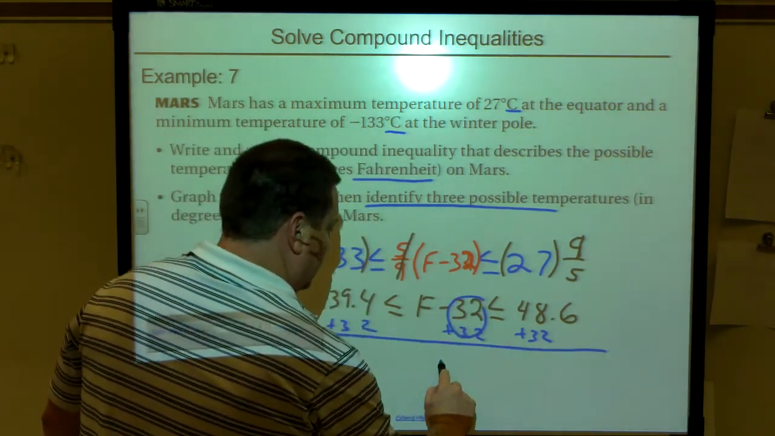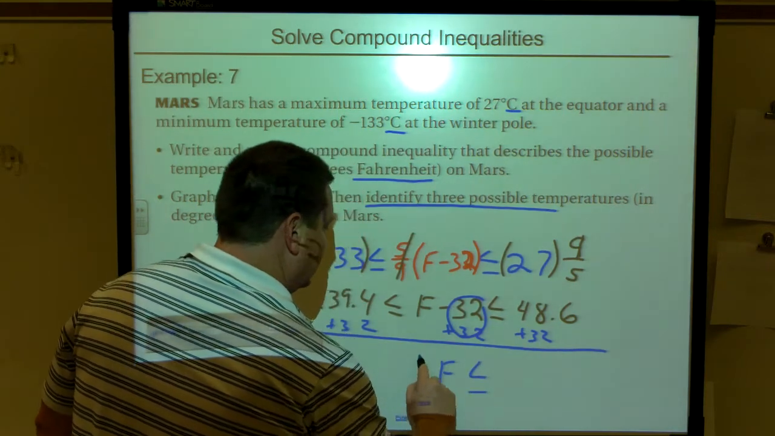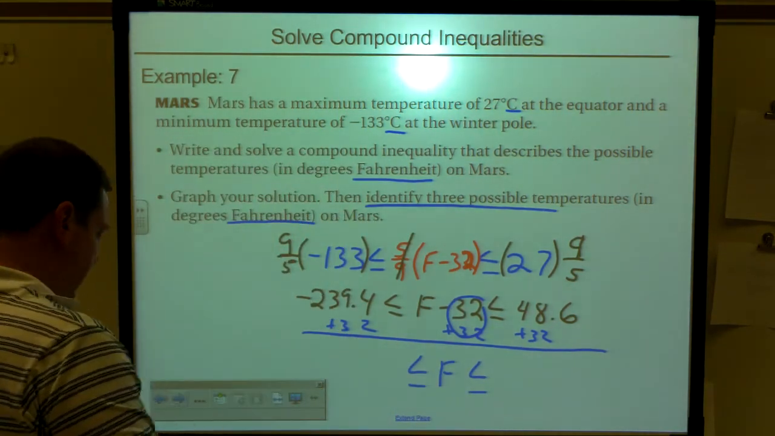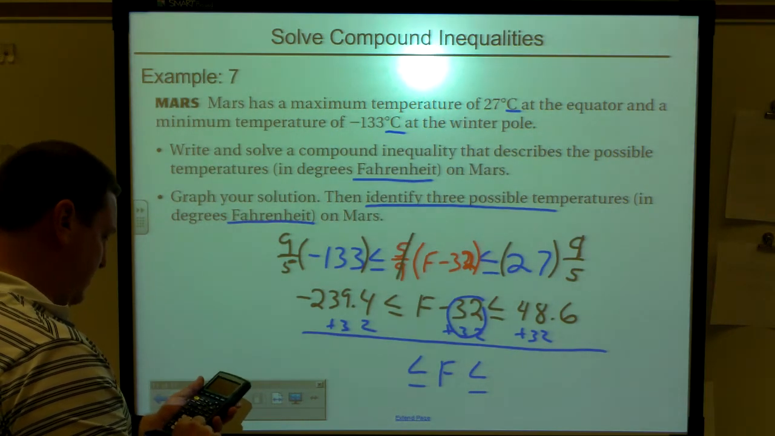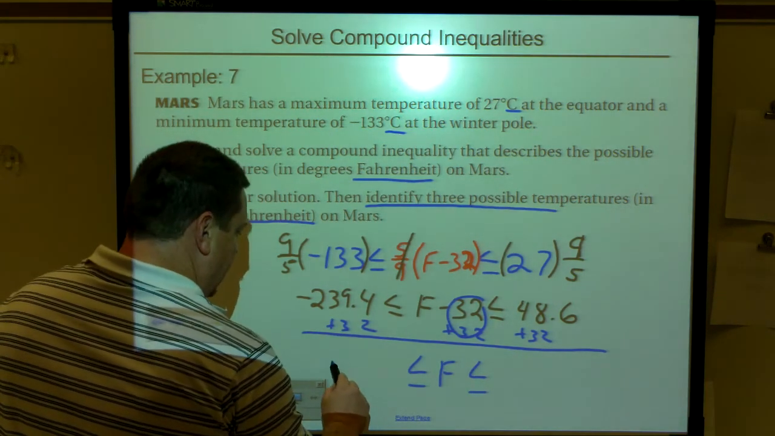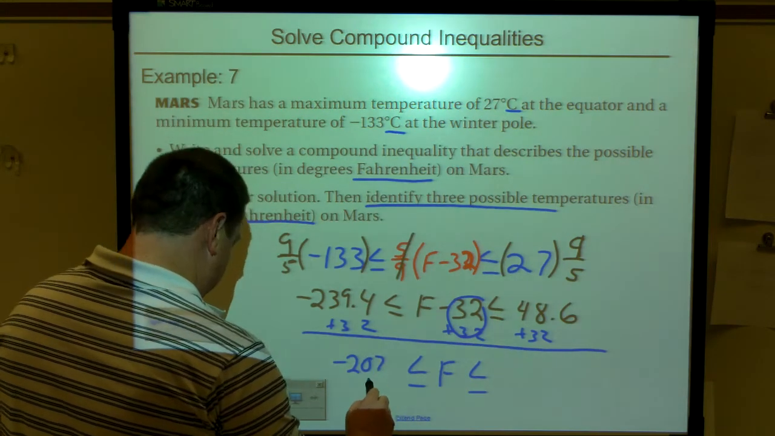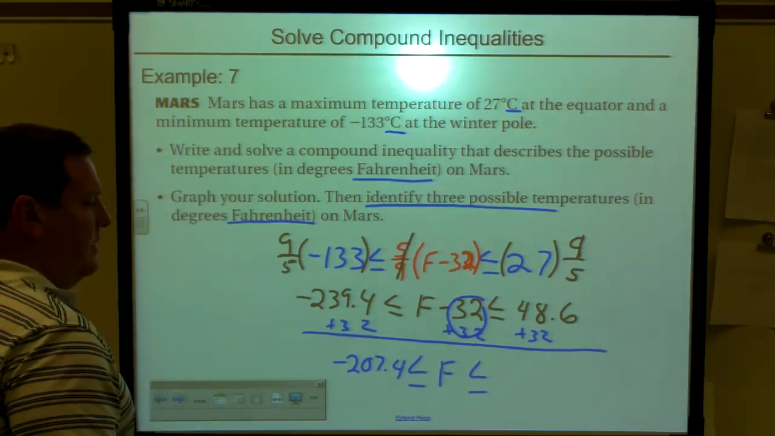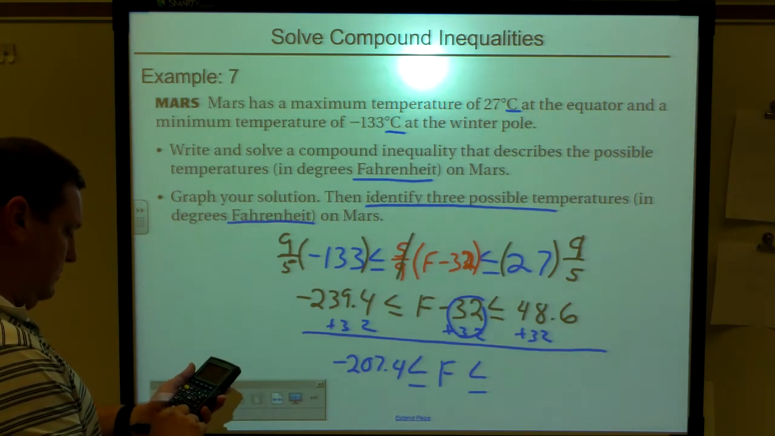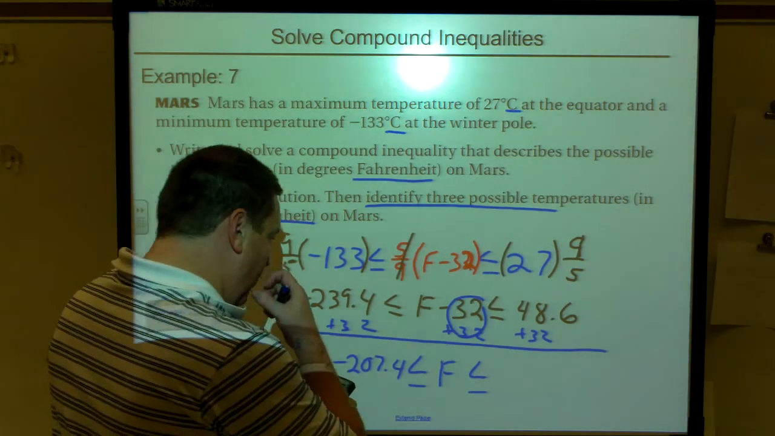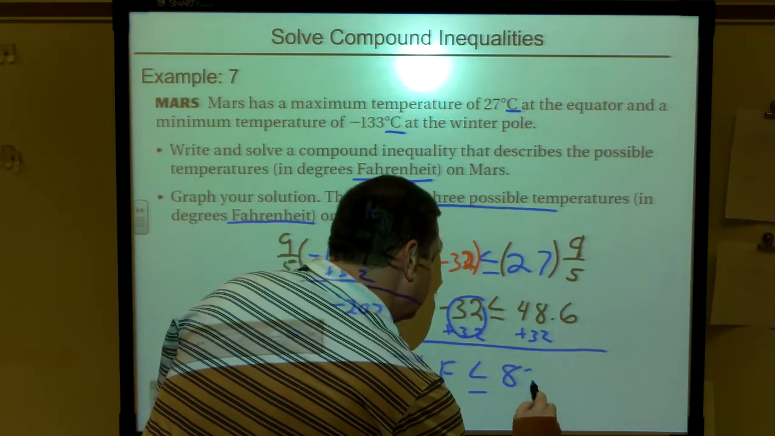And this becomes 0, so I have Fahrenheit greater than or equal to negative 239.4. I'm going to add to it 32 degrees. That brings it down to negative 207.4 degrees. Or, on the other side, 48.6 plus 32 would give us 80.6 degrees.